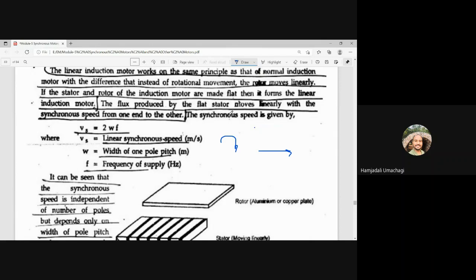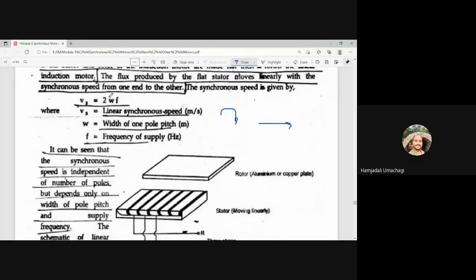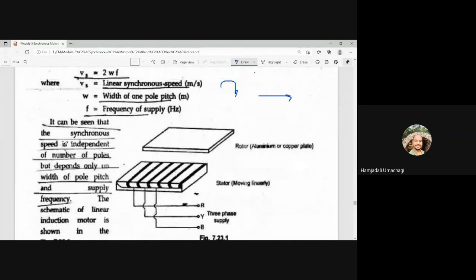The synchronous speed of the stator flux is given by the formula Vs = 2Wf, where Vs is the linear synchronous speed of the stator flux in meters per second, W is the width of one pole pitch measured in meters, and f is the frequency of the supply in hertz. So this is the synchronous speed of the stator flux given by the formula Vs = 2Wf. It can be seen that the synchronous speed is independent of the number of poles, but depends on the width of the pole pitch and the supply frequency.